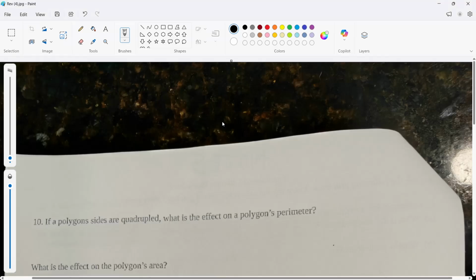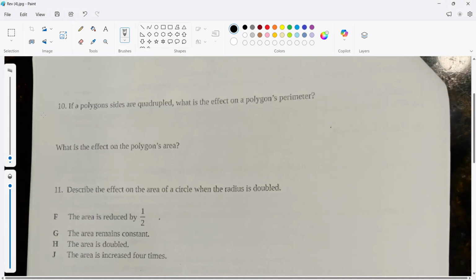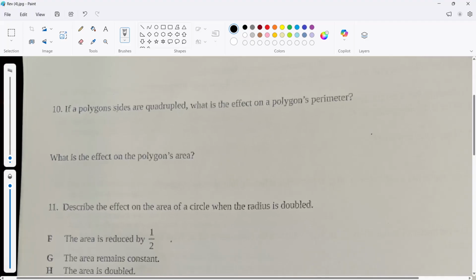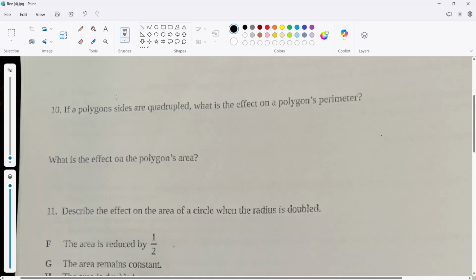I thought I was done with the notes, but apparently not. There's more notes. So this is notes part 2 for the geometry review on polygons and areas and perimeters and scales and everything.